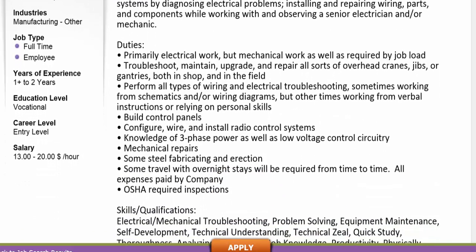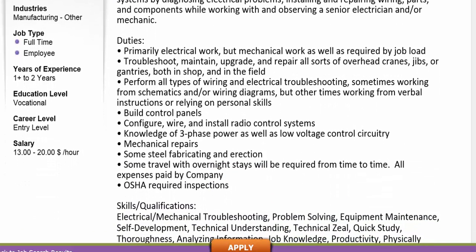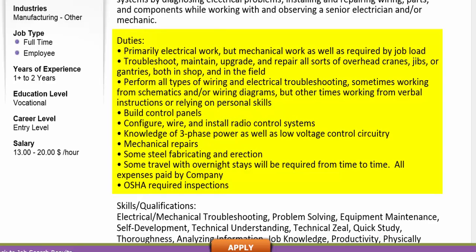They then go on to provide a bulleted list of duties. Now, they're saying that they're looking for somebody who is going to primarily do electrical work, but you should also be able to do mechanical work. So these are things that you probably want to mention. They want somebody who can troubleshoot, maintain, upgrade, and repair overhead cranes. They want somebody who can do wiring and electrical troubleshooting.